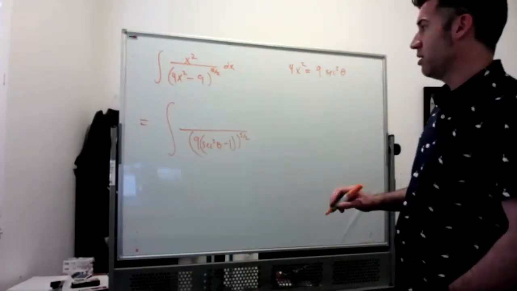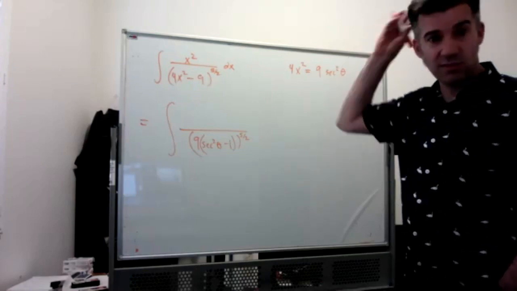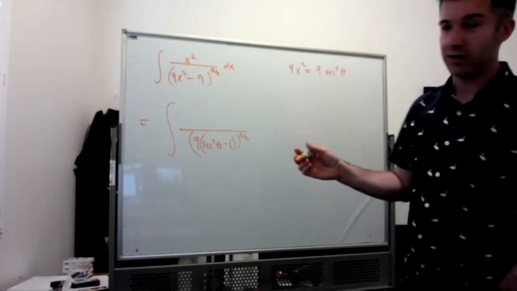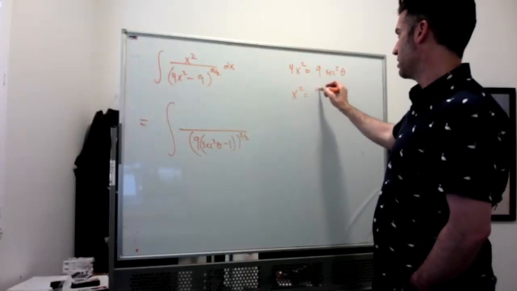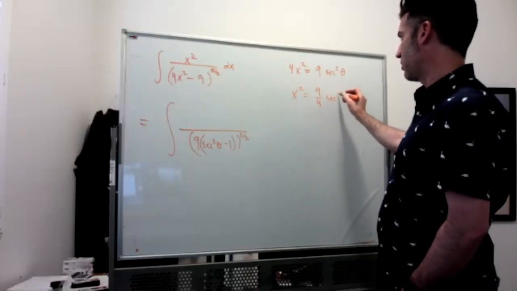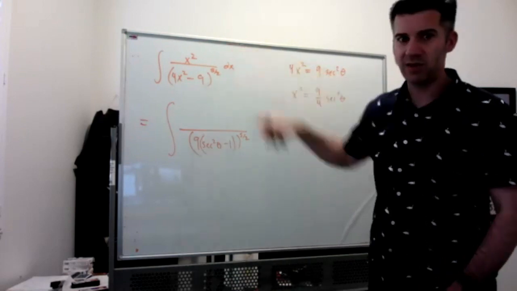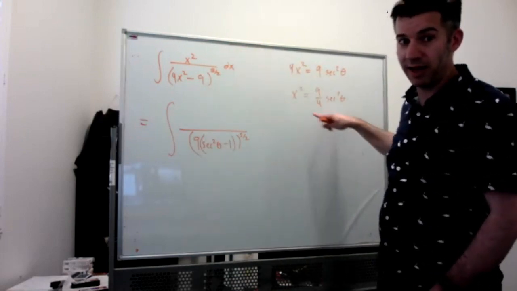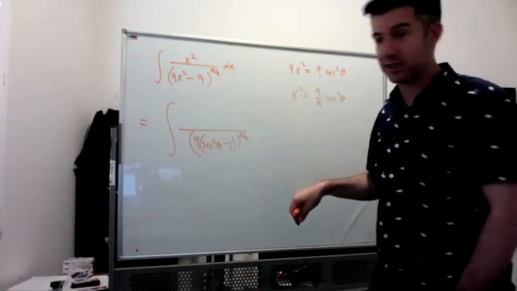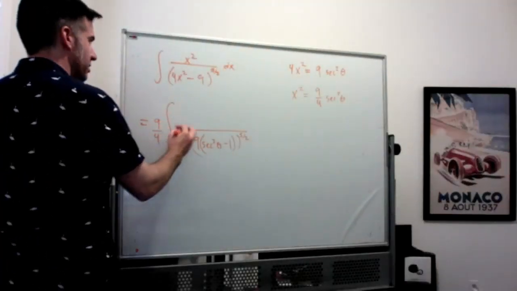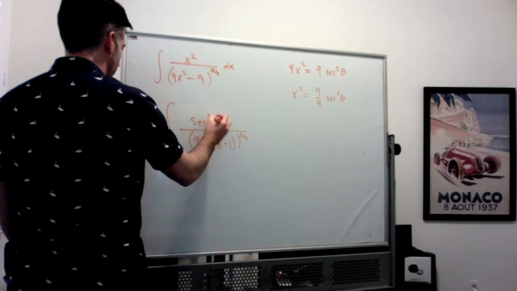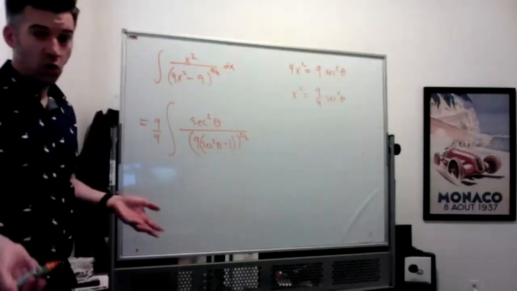And then the rest of it we have to work out. Dividing both sides by 4, x squared is 9/4 secant squared theta. Hey, look, there's an x squared right there. Let me plug that in right now before I solve for x. In fact, let's do it the smart way: put the 9/4 out in front and the secant squared theta right there. That's totally legit.